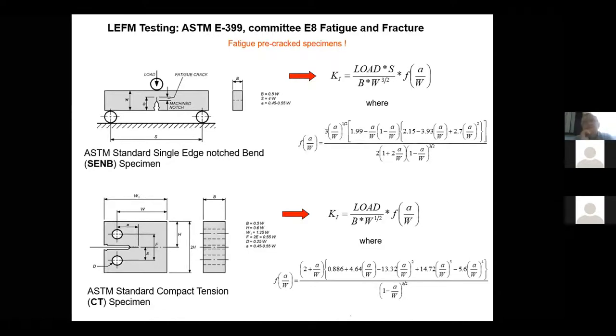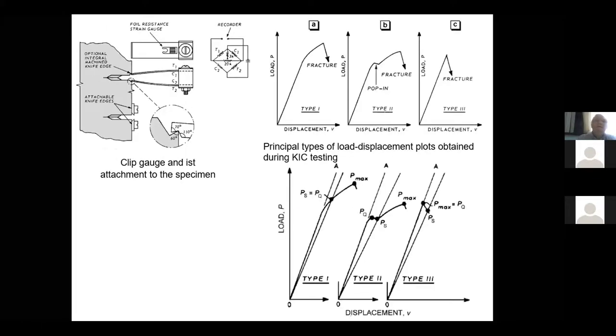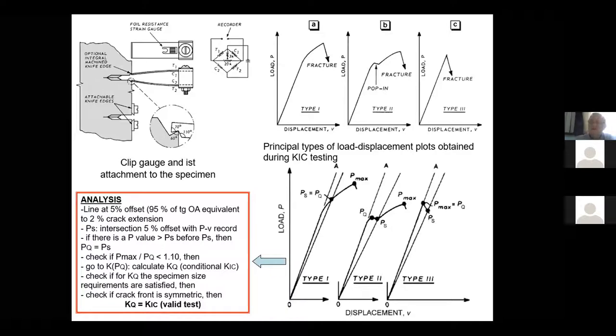Unfortunately, from a practical point of view, we cannot know in advance if our thickness is large enough. You will see, therefore, briefly later on, one unsuccessful and then one successful measurement of K1C. Some other details, how we really do it, are shown here. We need to measure the so-called crack mouth opening displacement. For that, we need some special devices. One of them is shown here. This is a clip gauge. Also, we need to measure displacement at the load point.